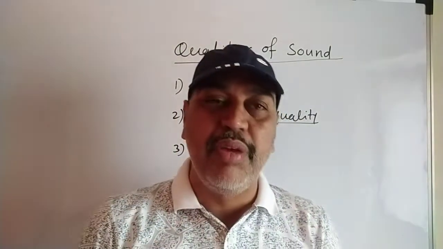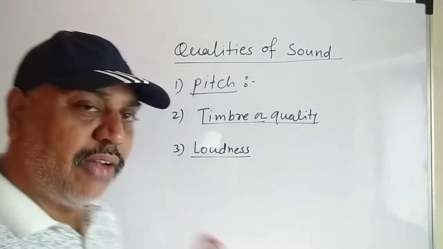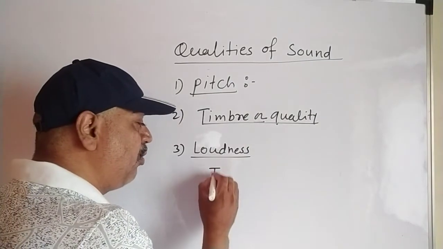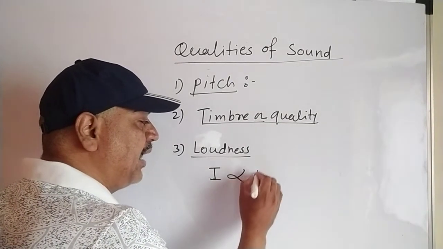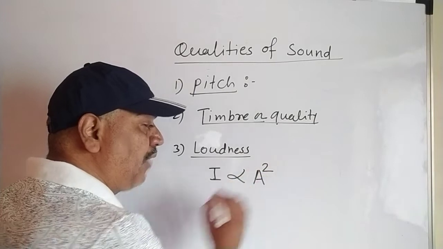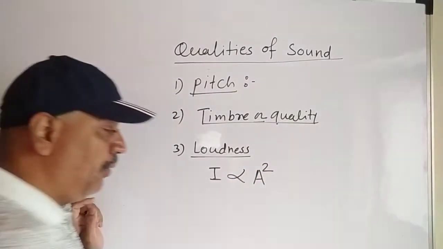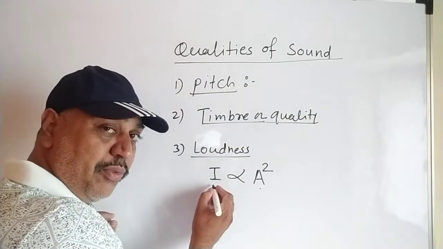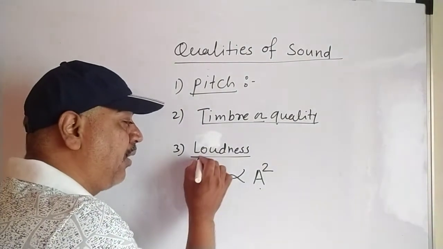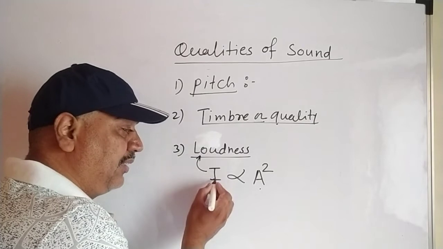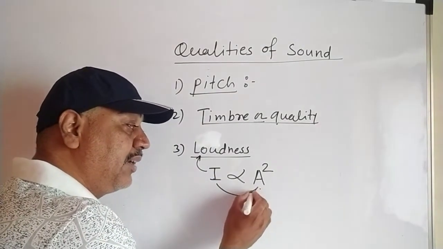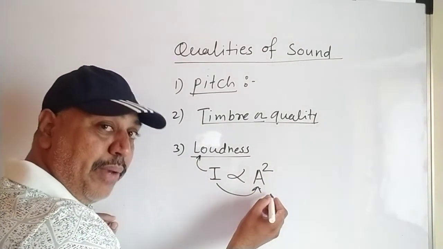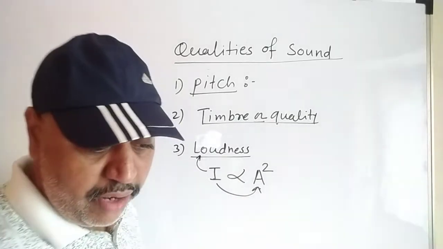And here, before going into loudness, they have mentioned that the intensity of a sound wave is directly proportional to the square of the amplitude of the sound wave. A is said to be amplitude, I is said to be the intensity of the sound wave. So loudness depends on intensity, and intensity depends on the square of the amplitude. So this is a relation that you have to remember.